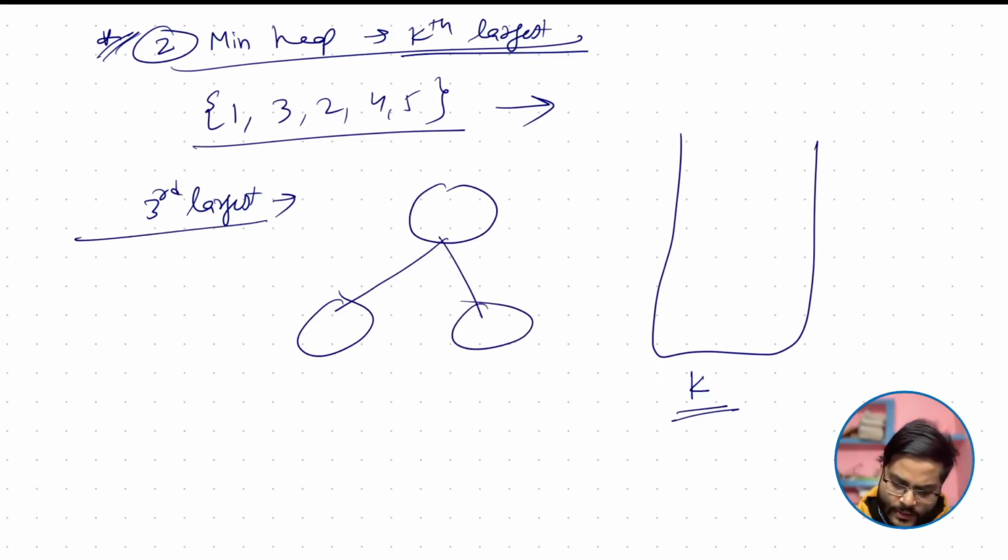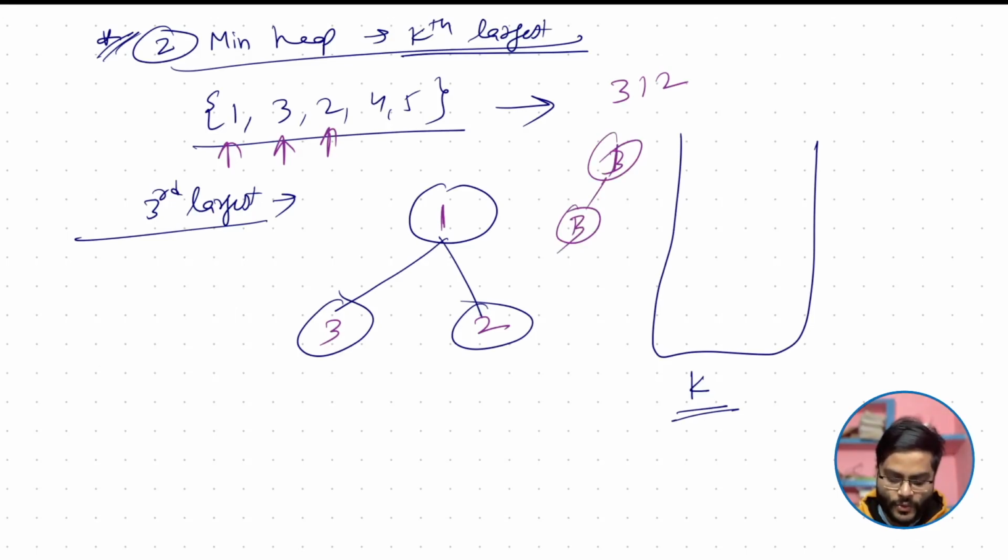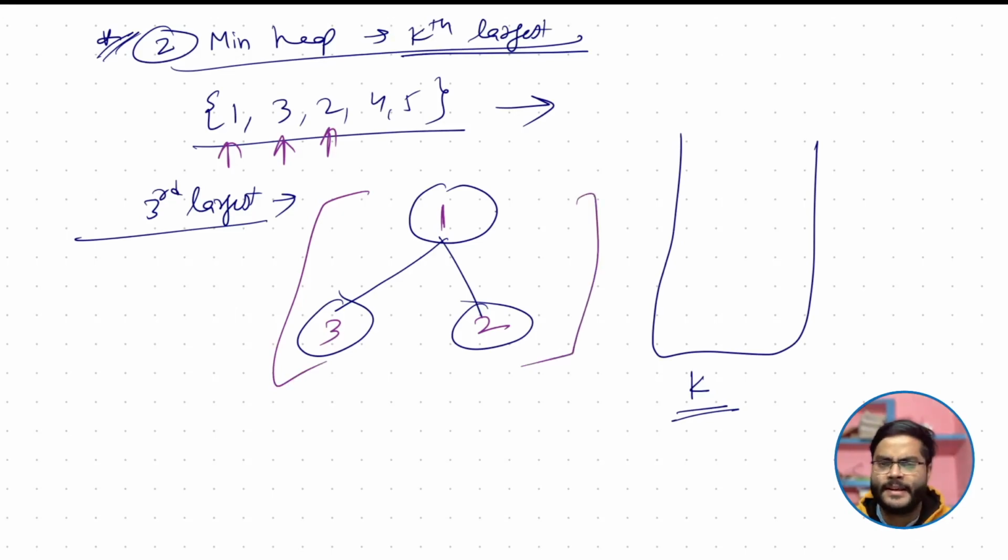Now go through this array. 1, put 1 here. Go through this 3, put 3 here. Go through this 2, put 2 here. There might be rebalancing required. Let's say if it is something like 3 1 2, then 3 1, so it will be 1 here, 3 here. So the rebalancing will be there. Now I have inserted k elements in the heap.